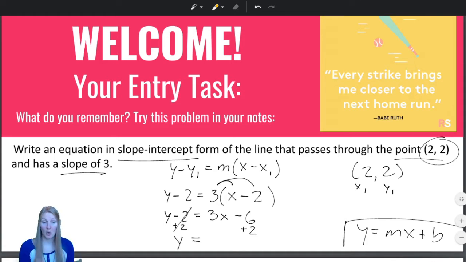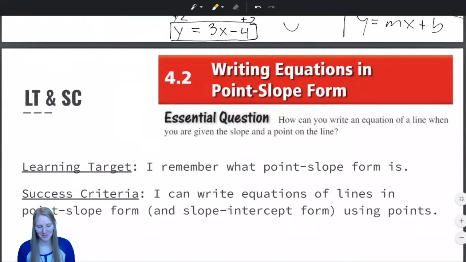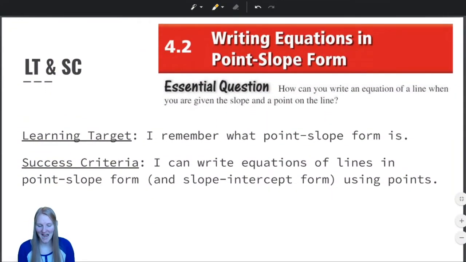That leaves us with only y on the left side. That's good. Equals 3x. Negative 6 plus 2 is negative 4. And there we go. That looks exactly like y equals mx plus b. So, we are done.